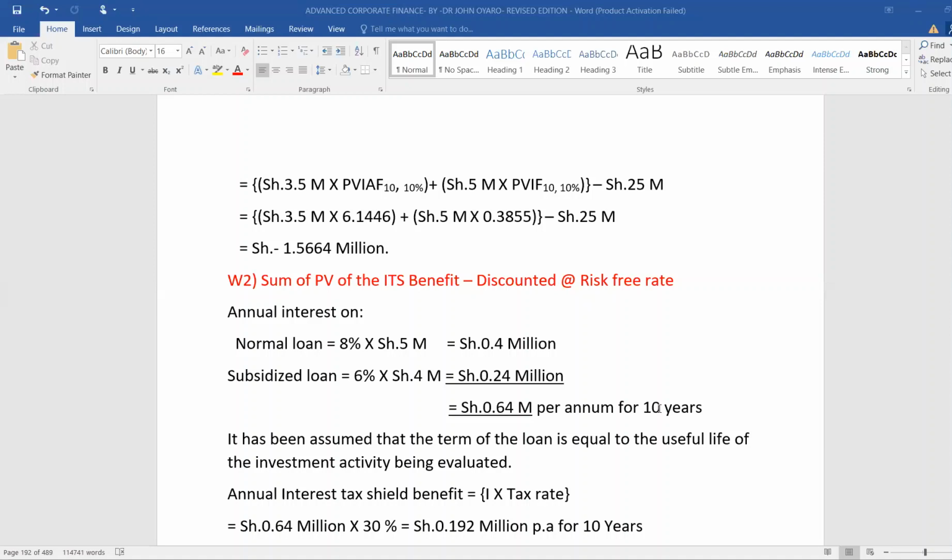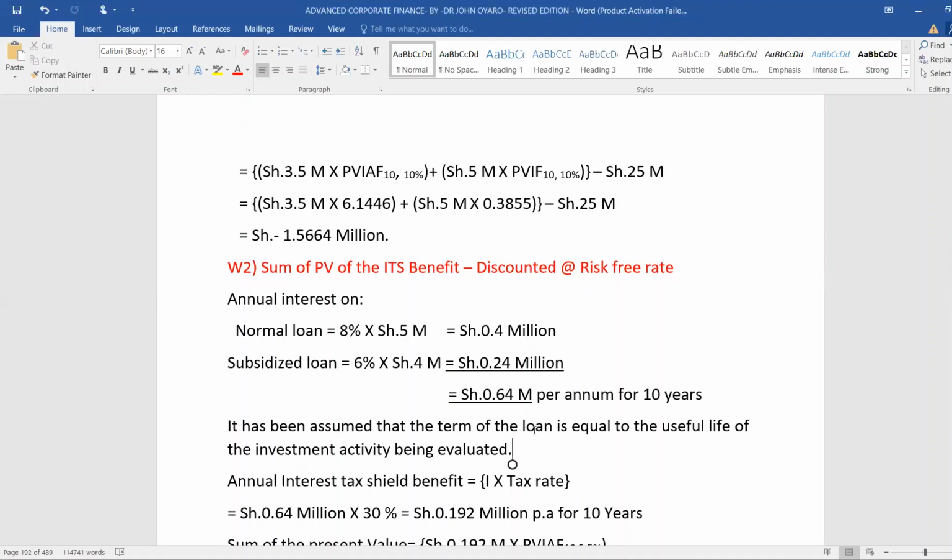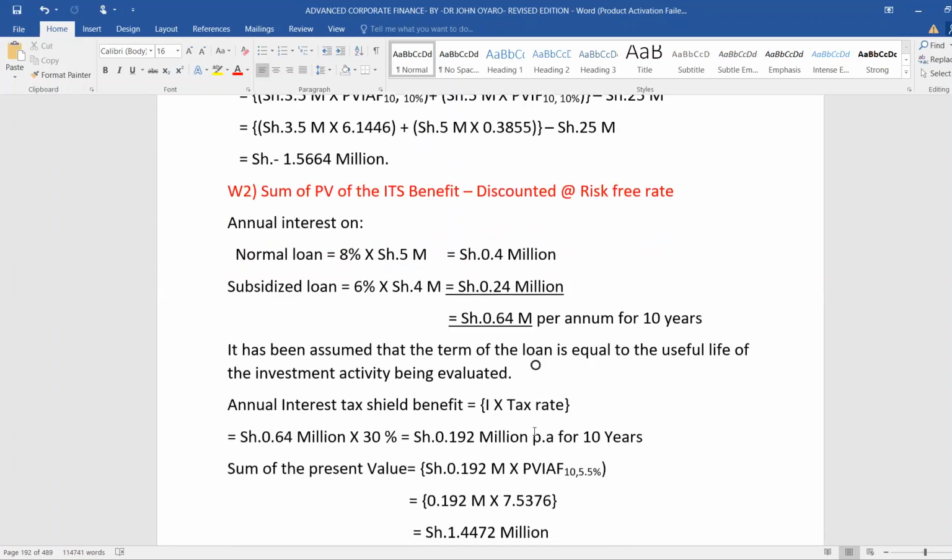That is a fundamental assumption that I've made. Of course, we have assumed that the term of the loan is equal to the useful life of the investment activity being evaluated. Now, the 0.64 million is the interest per annum for 10 years. So we compute the interest tax shield. If you take the interest multiplied by the tax rate, 0.64 million times 30%, you find the tax shield of 0.192 million.